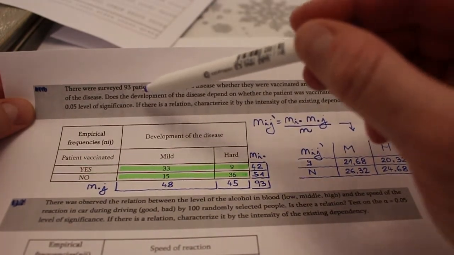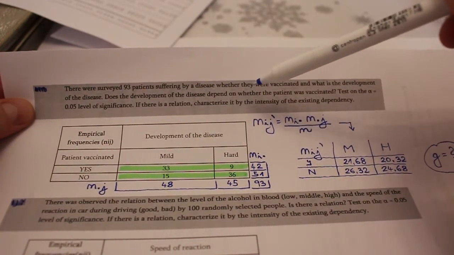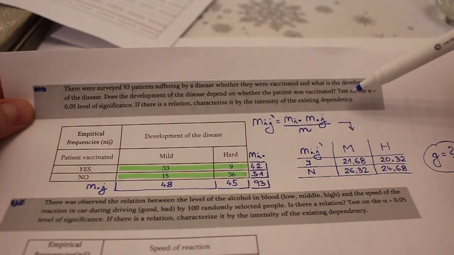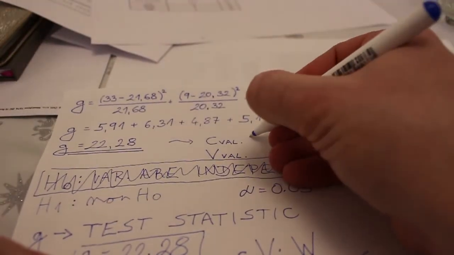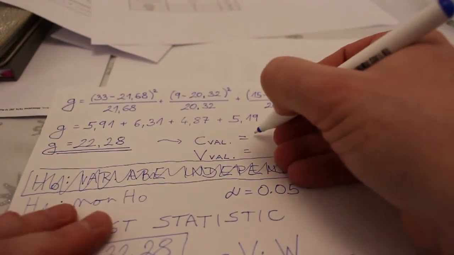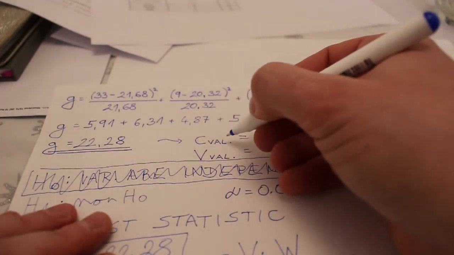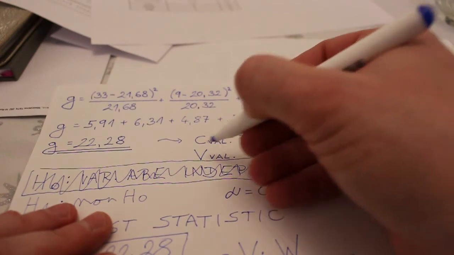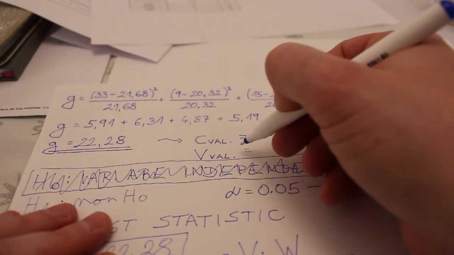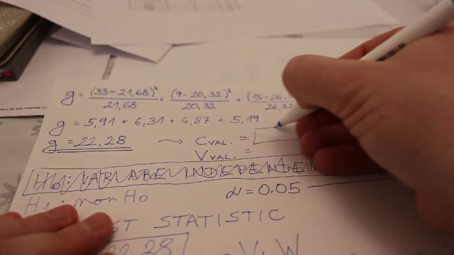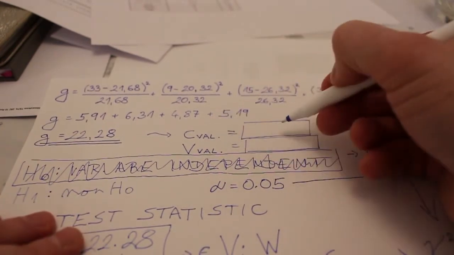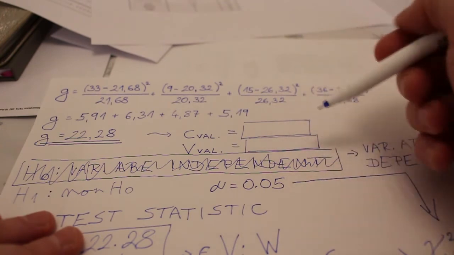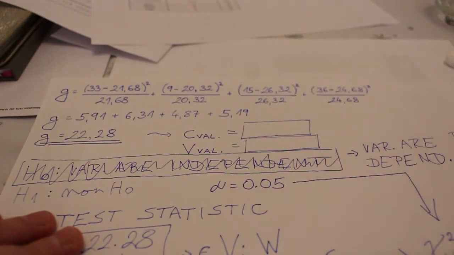Yes? And if there is a relation, it is characterized by the intensity of the existing dependency, we already did this. Now we know that there is a dependence, and according to your formulas, we already calculated Pearson coefficient of contingency C and Kramer coefficient of contingency V. If you don't remember the results of Pearson C and Kramer V, you can check previous video seminars.